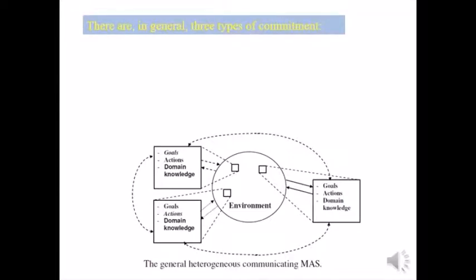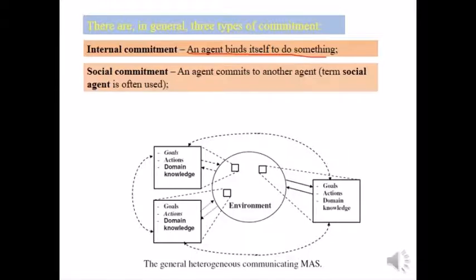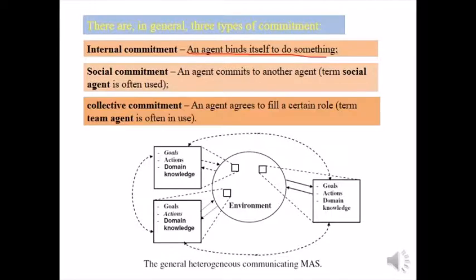So there are in general three types of commitments. Internal commitments. Every agent has internal commitments. So what is this? An agent binds itself to do something. And social commitments, an agent commits to another agent. Social commitment is often used. And collective commitments, an agent agrees to fill a certain role in a multi-agent system that is termed as a team agent.